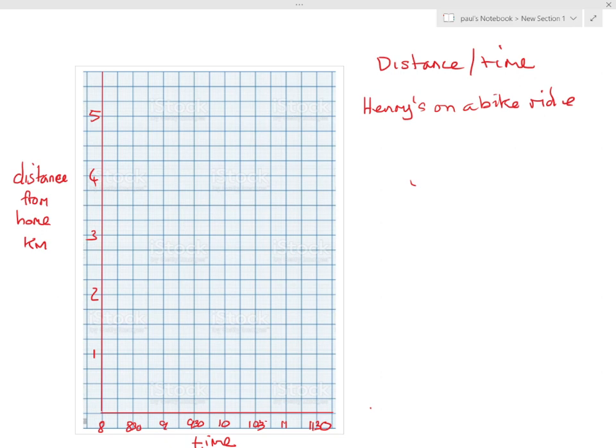Now there are two sorts of ways they can ask the questions on these distance time graphs. One is give you a load of information and you fill the graph in, and the other one is they do the graph for you and you work out what the graph means. You find out the information. So this one, information number one, Henry leaves home at 8:15. Number two, it takes, say, 2 hours to travel.